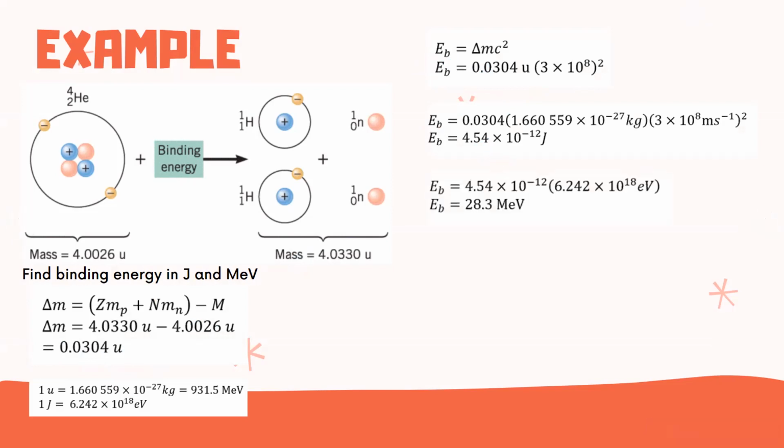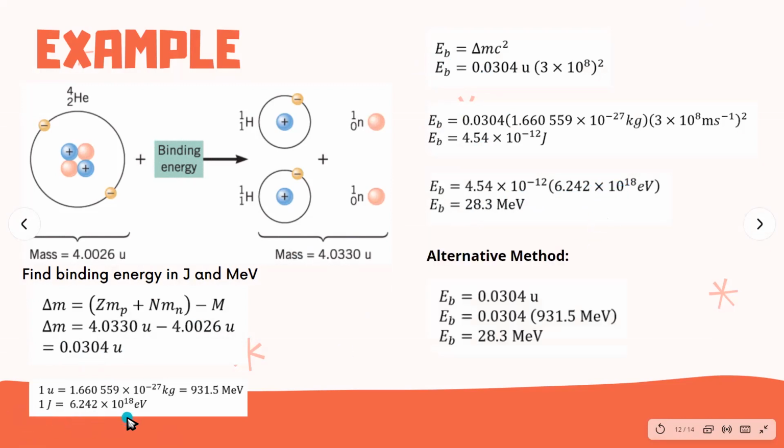And then we need to find it in MeV. So we multiply it by 6.24 times 10 to the 18, which is the constant given here. Or, as an alternative method, we use E_B equals 0.0342 u, and 1 u is equal to 931.5 MeV. When we multiply it, we get 228.3. So it's the same value.